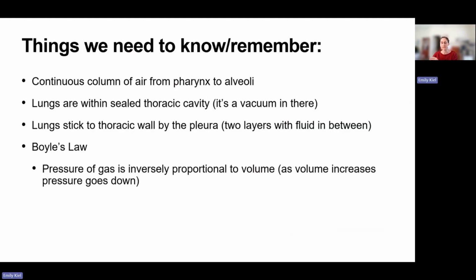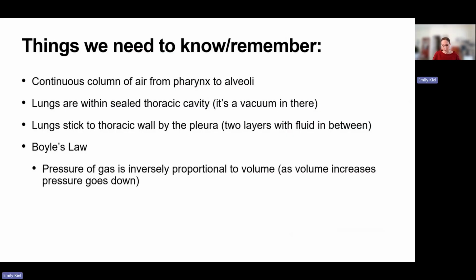It is all one continuous column. And this spot from the pharynx till just before the alveoli can be called the anatomic dead space. So it's the conducting portion of the respiratory system where there's no gas exchange happening. That's what dead space means: it's just holding the air, moving the air, but no gas exchange is happening.